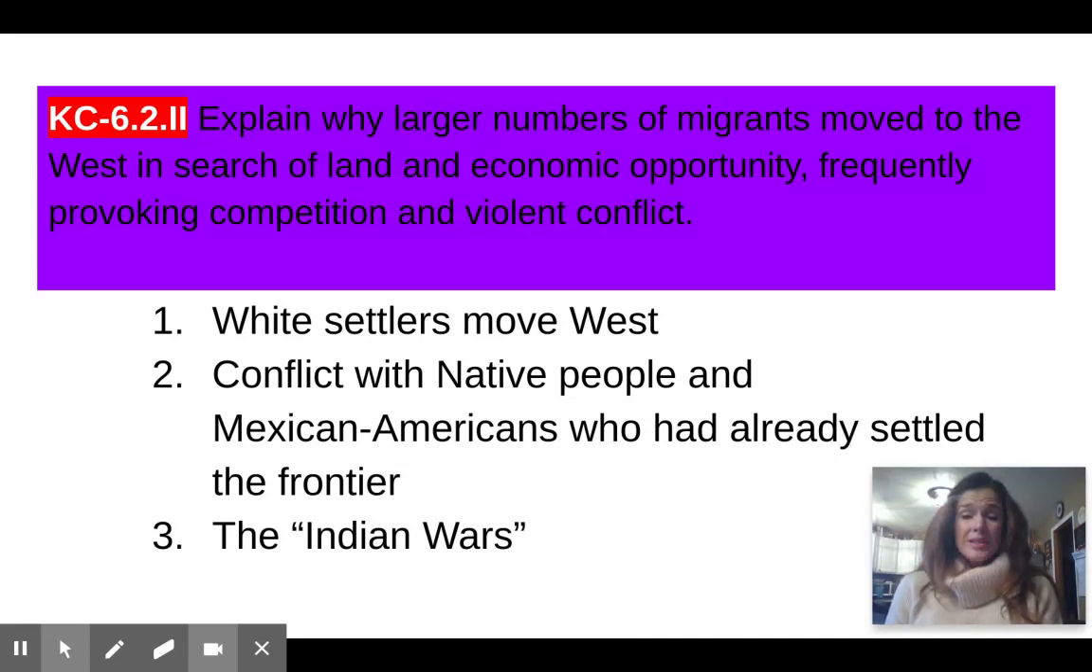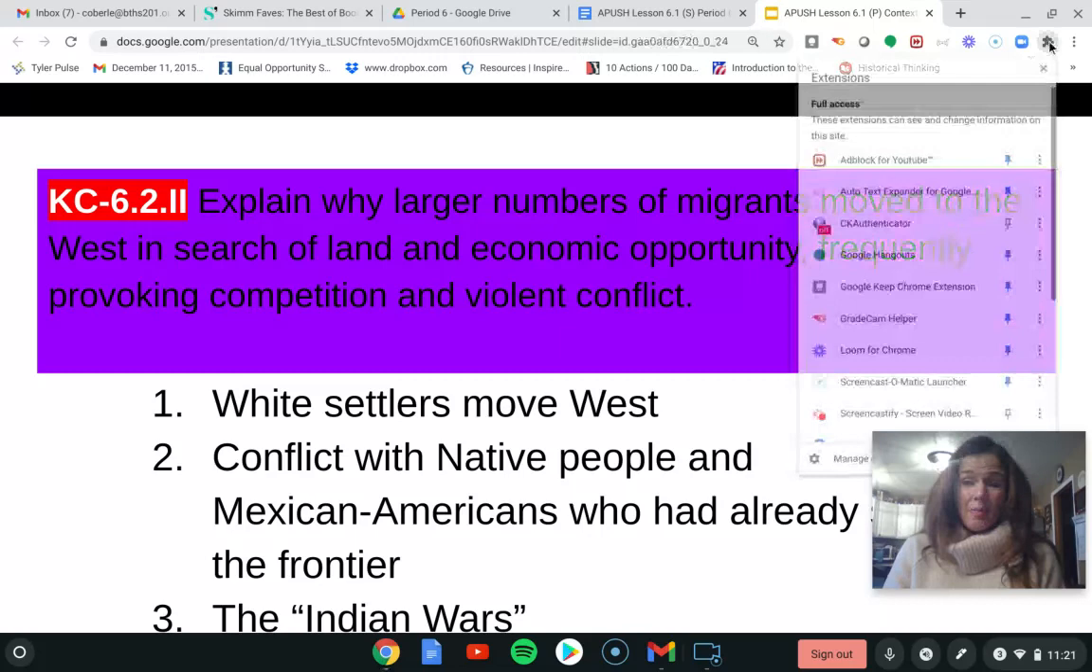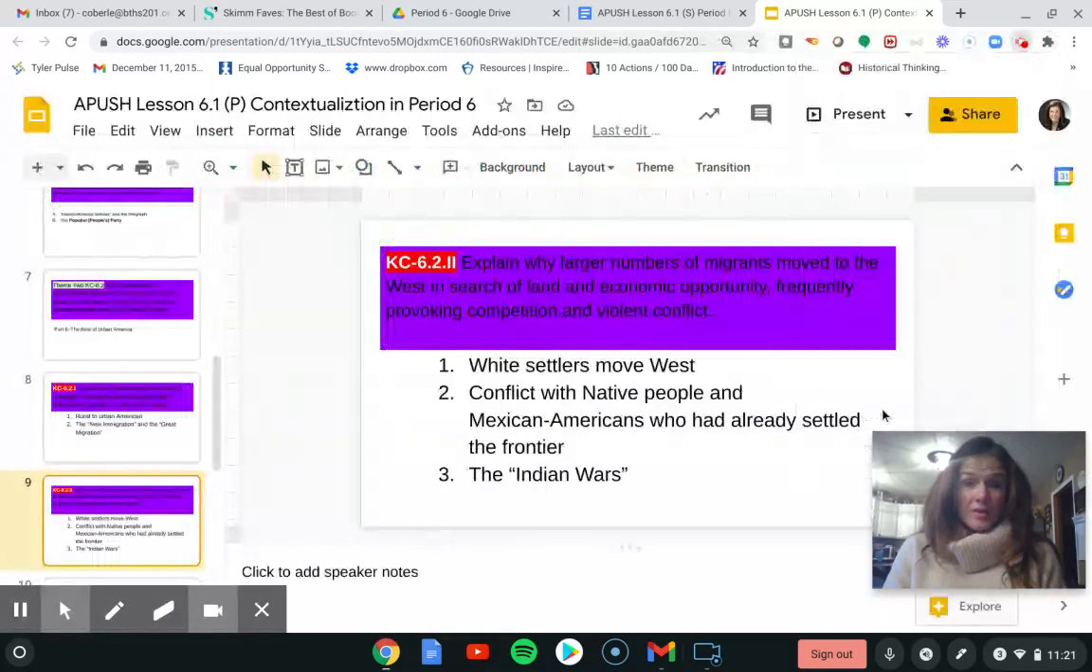Also, when these white settlers went, they came into conflict with Native people and Mexican Americans who had already settled the frontier. Don't forget that the Mexican Americans, the Spanish speakers in North America, had been there for hundreds and hundreds of years. And what begins to happen is a series of genocidal Indian wars that were devastating to the Native populations. We say Indian wars because lots of times they weren't really wars at all. They were massacres. And that's it for part 2 of 6.1.